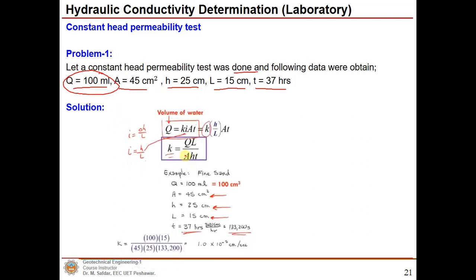Now we can simply use this equation. Q is equal to K I A T, where K is the hydraulic conductivity, I is the hydraulic gradient, A is the cross-sectional area of the specimen, and T is the time required.